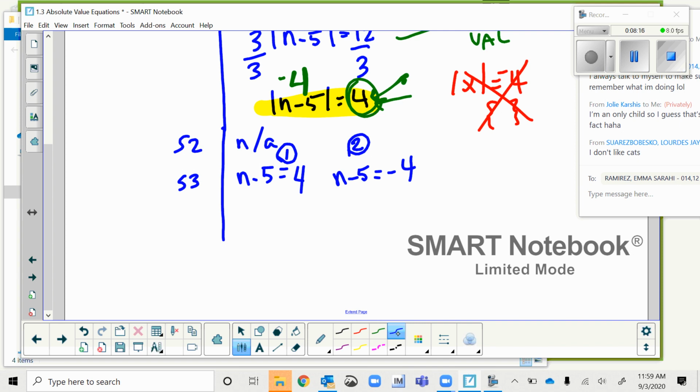So then step 4 says to solve both of those equations. On the first one, I add 5 to both sides. And on the second one, I add 5 to both sides. And I get 9 and 1. But read step 5 to yourself, please, so you can be ready for what I'm about to do. I'm about to write it in set notation. Sets get squiggles. And we write it in numerical order. So 1, 9.